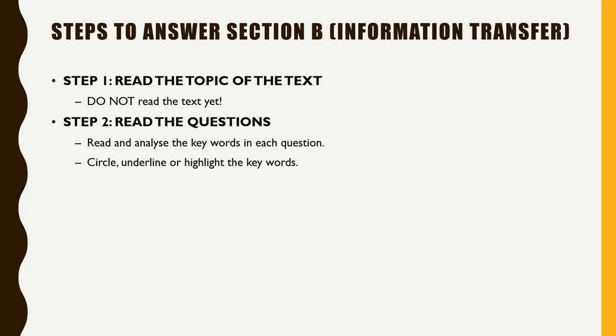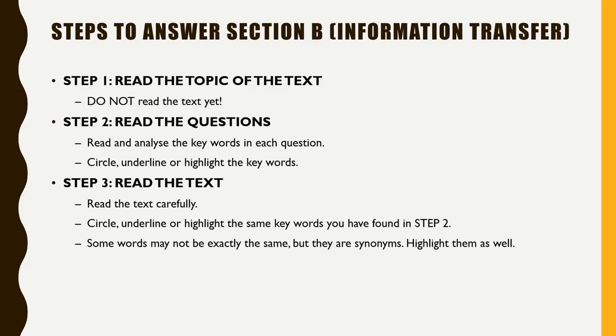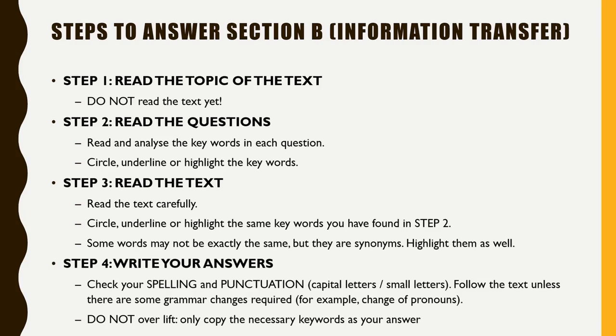And going on to step 3, this is where you read the text. After you have read the text carefully, you will also need to circle, underline, or highlight the same keywords that you have found in step 2. Now, some words may not be exactly the same, but they are synonyms, so highlight them as well. And lastly, for step 4, you write down your answers.